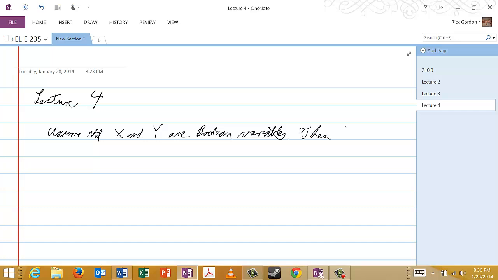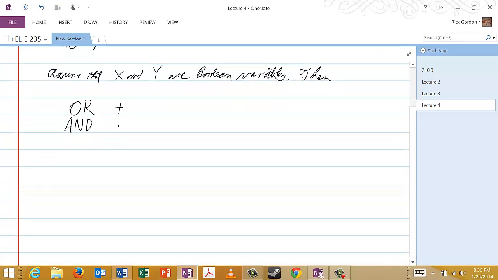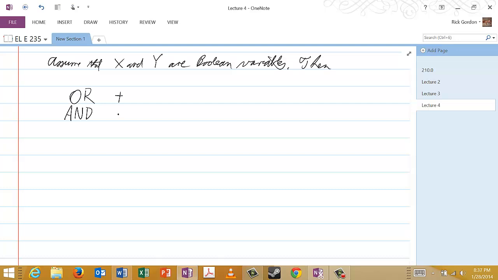Then, as I mentioned, we have two operations. These two operations are OR, which is denoted by a plus sign, and AND, which is denoted by a dot. And the two operations are defined in the following way. Let's look first at OR.